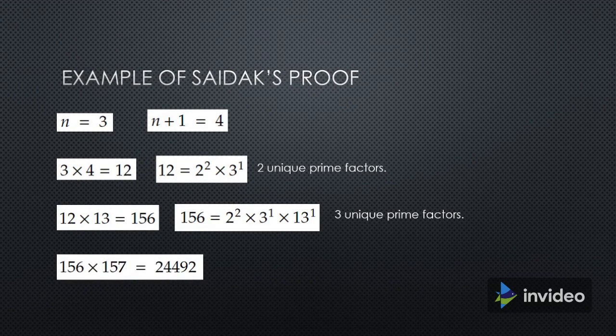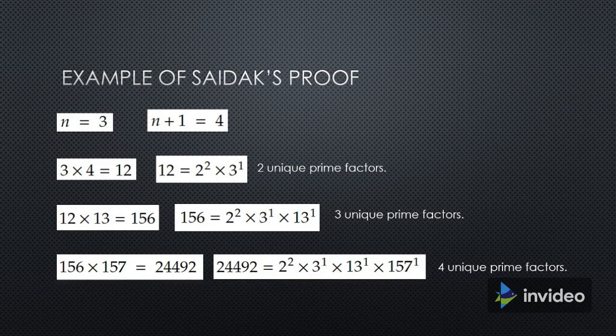And we can keep going with 156 times 157 being equal to 24,492, which can again be expressed as 2 squared times 3 times 13 times 157, which gives us yet another unique prime number and another unique prime factor. And so Saidak's proof is beautiful because you can extend it infinitely and find an infinite amount of prime numbers. So yeah, that's all for my presentation on the proofs.